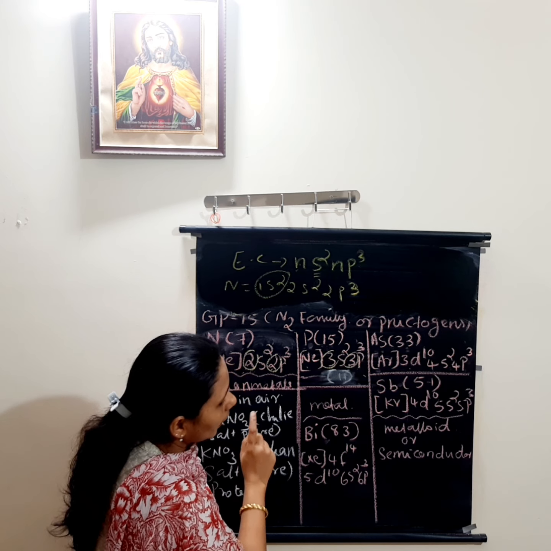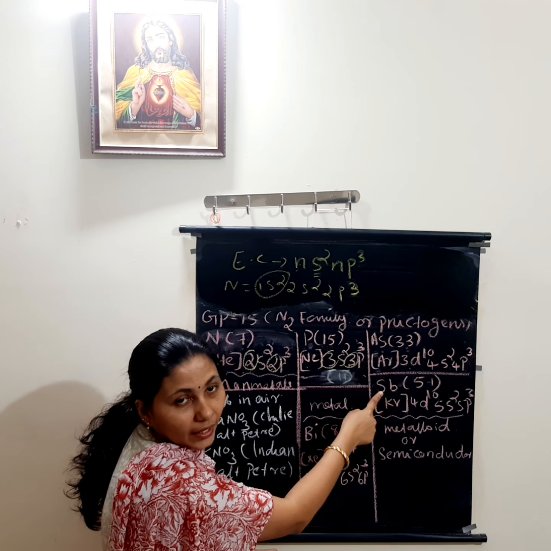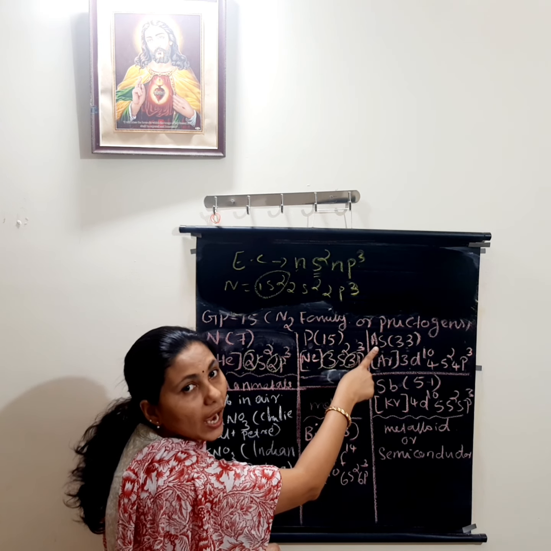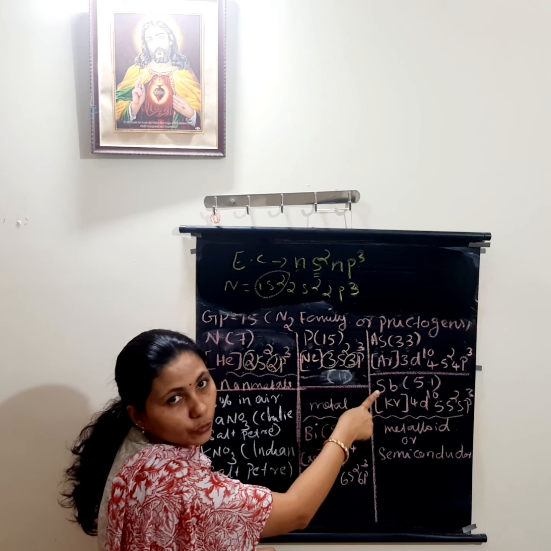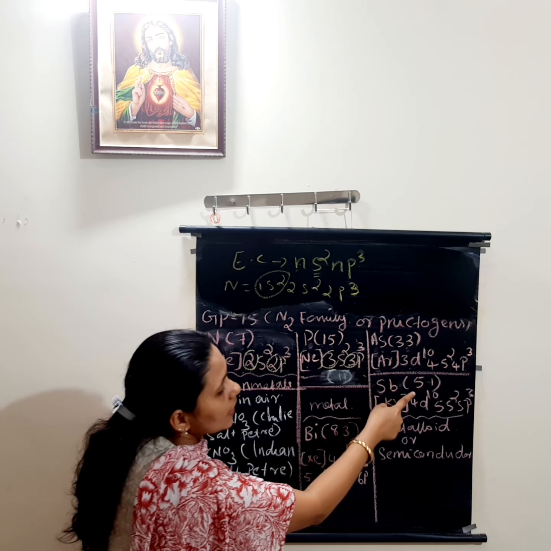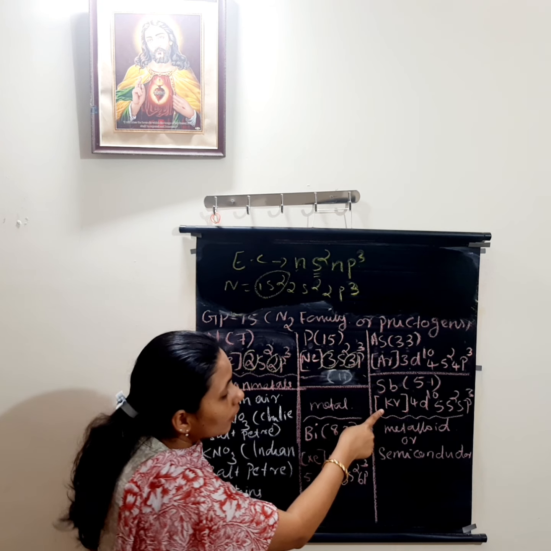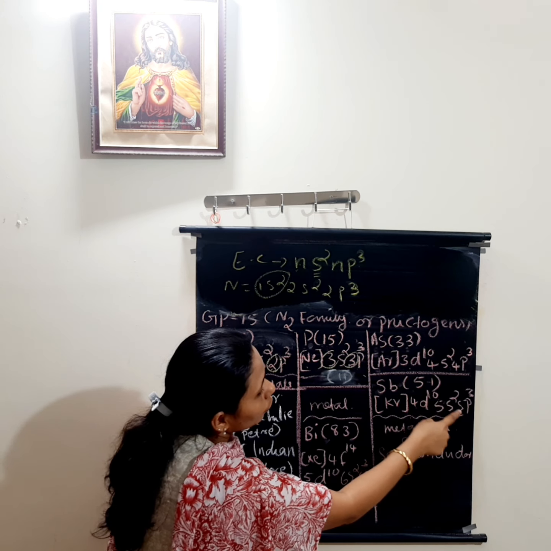Then which one is coming? This one, Sb. Sb means antimony. As means arsenic. And Sb means antimony. Antimony has atomic number 51 and its configuration is krypton 4d10 5s2 5p3.